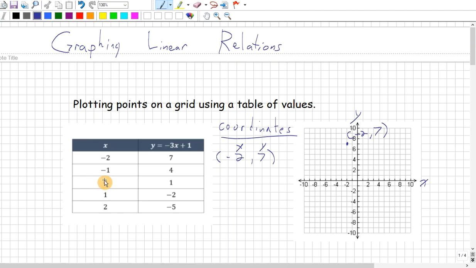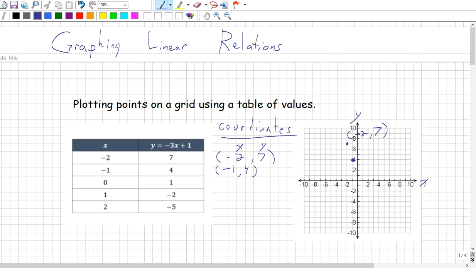So for the next point, -1, 4, I can write that as -1, 4. -1 is my X value, 4 is my Y value. So I go to -1 on my X axis, and then I go up 1, 2, 3, 4, and I put my next point, which is right there. It's going to overlap on the 4, so I'll make it a little messy.